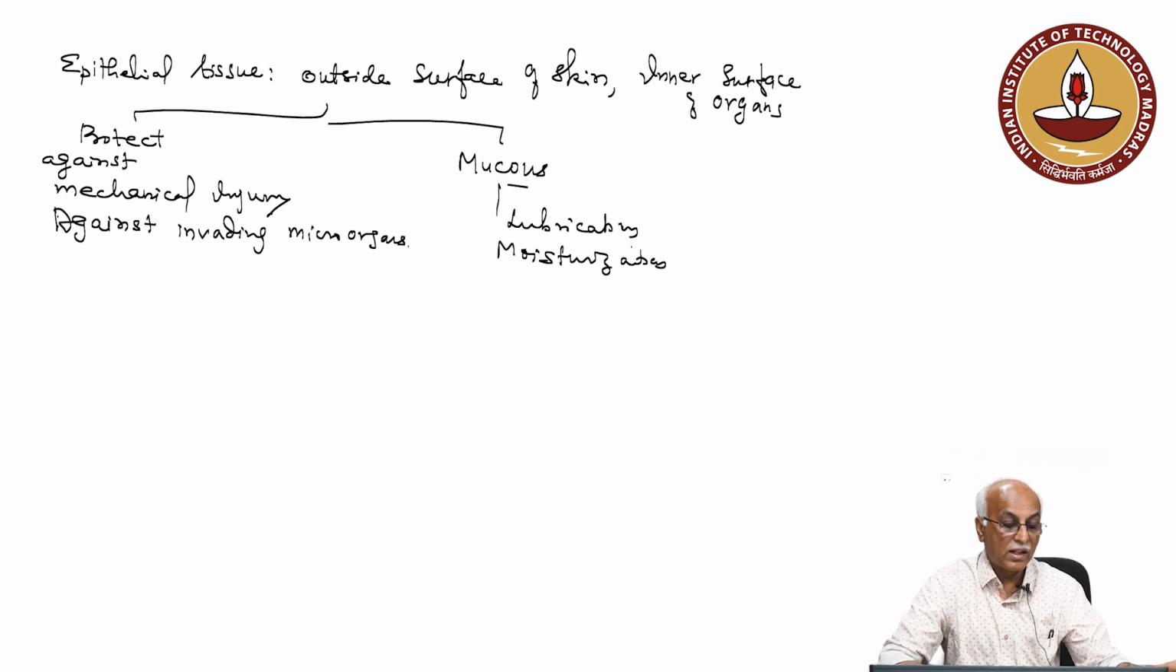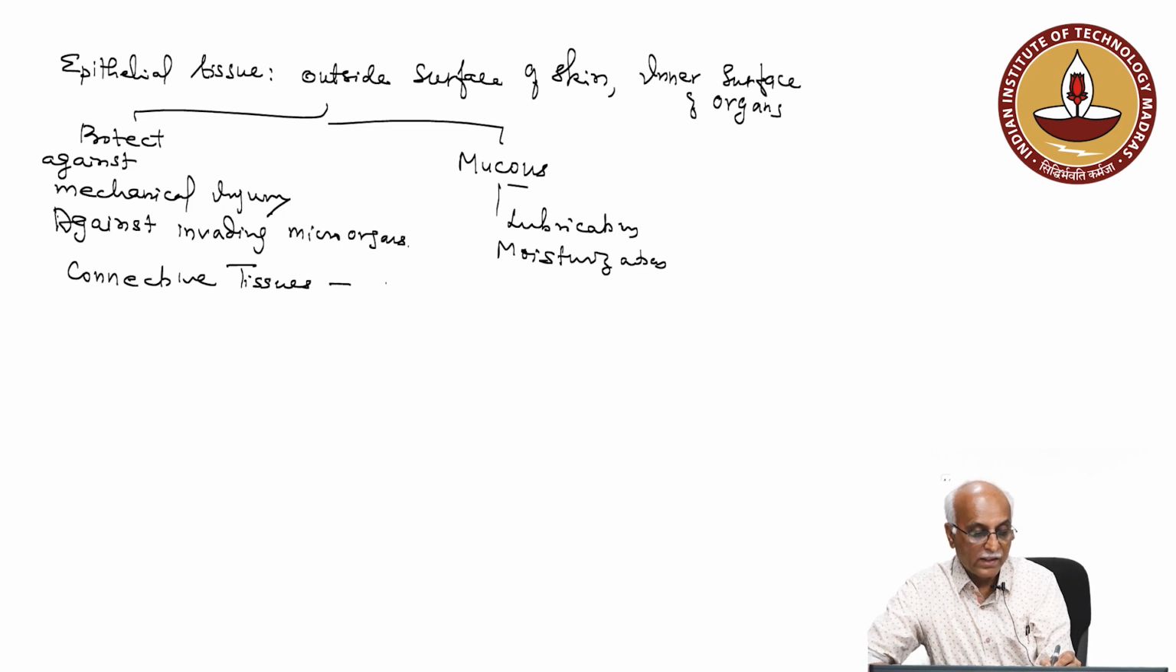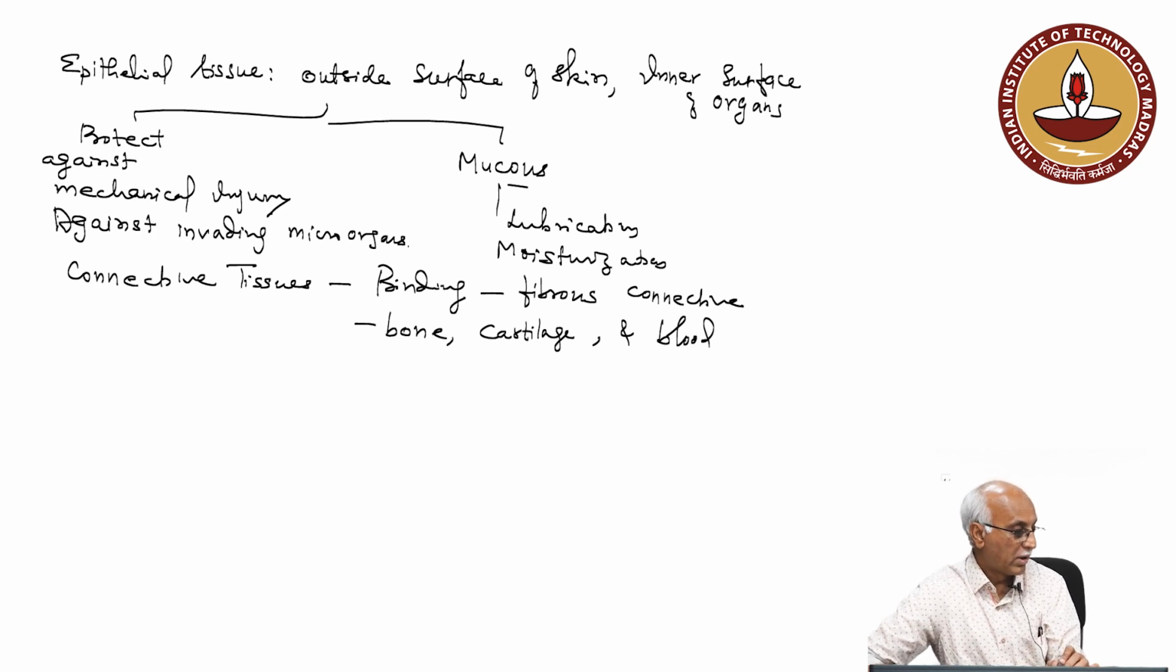When we consider connective tissues, on the other hand, they are binding structures. They provide a binding structure or fibrous connectivity. So they are present in bone, cartilage, and even blood, and they are important in blood tissue.